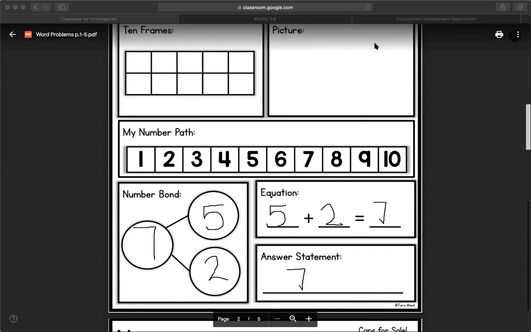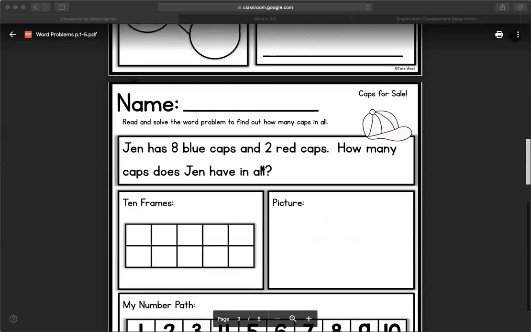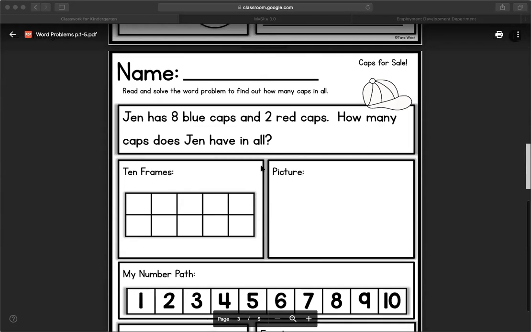Now I want you guys to try and do the next one on your own. We're gonna read it all together, but you guys are gonna solve it on your own using the different methods. And then once you're done, I want you to raise your hand so you can share it with the class. Write your name on the top.